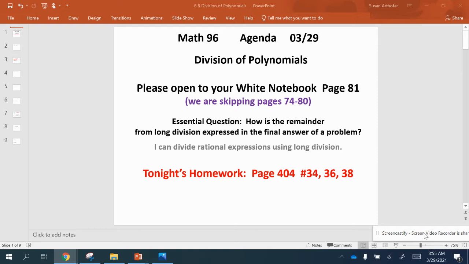We're going to go to your white notebook, page 81, and we are skipping pages 74 through 80. The essential question at the top of page 81 is, how is the remainder from long division expressed in the final answer of a problem? By the end of this video, you should be able to say that you can divide rational expressions using long division. Tonight's homework is out of the textbook, page 404, numbers 34, 36, and 38, and those three problems will appear at the end of this video.